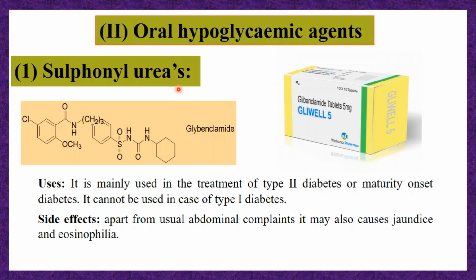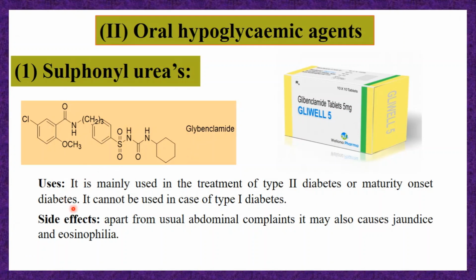The example of sulfonylurea is glibenclamide. This is the structure of glibenclamide. It has this urea, C double bond to NH2, and this sulfonyl group, so it is called a sulfonylurea derivative. And here is your CH2, and this CH2 is attached to this ring. And this is the box of tablets of glibenclamide.